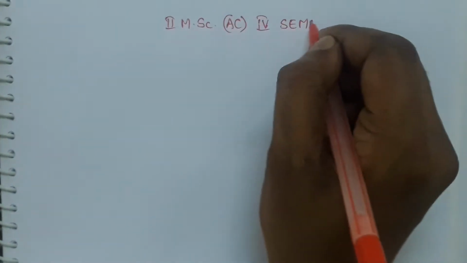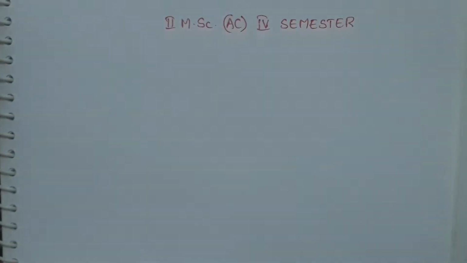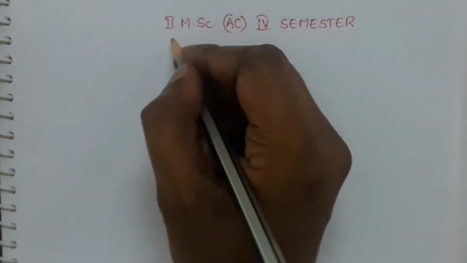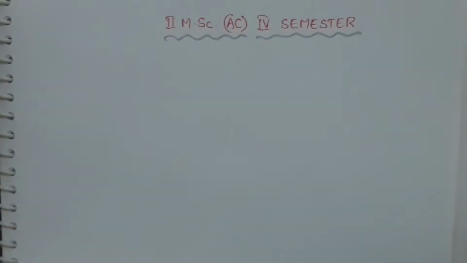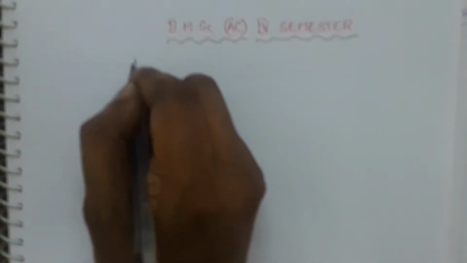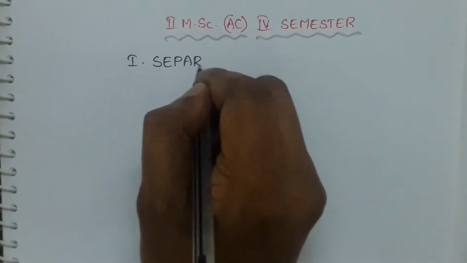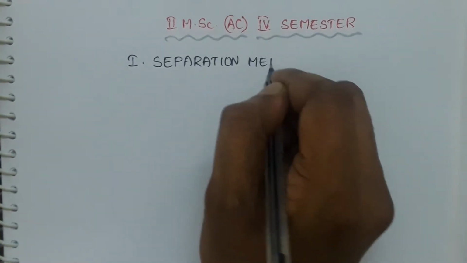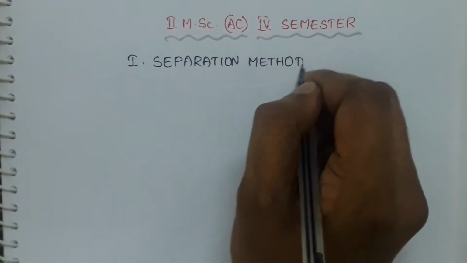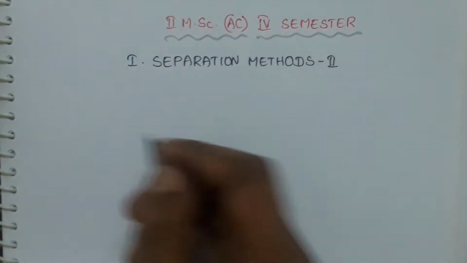So in this fourth semester, we are going to have totally 4 theory papers. First paper is separation methods 2. Separation methods 1 was in third semester, but here it is separation methods 2.